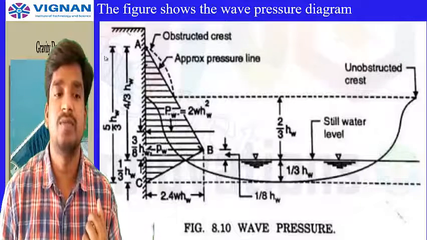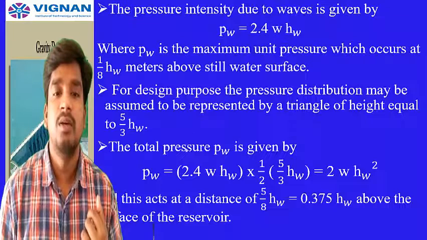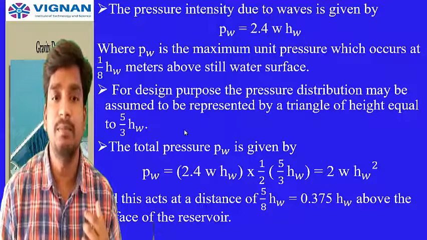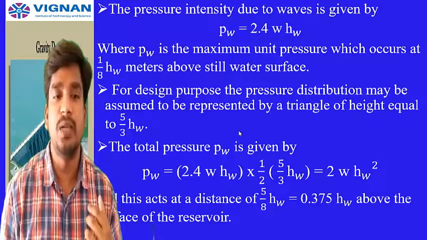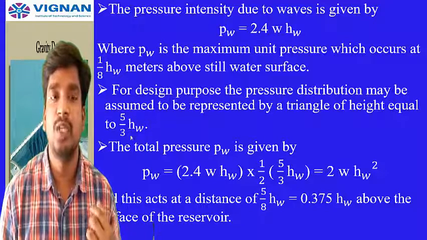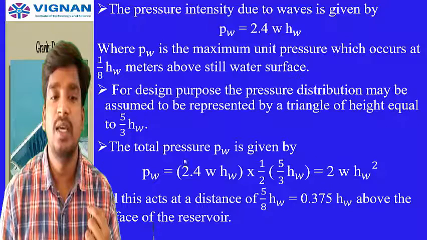Whatever this one is, 5/3 of HW is there. That is what, for design purpose, the distribution is assumed as a triangle with the height equal to this one, 5/3 of the HW. The total pressure PW is computed as 2W into HW whole square.